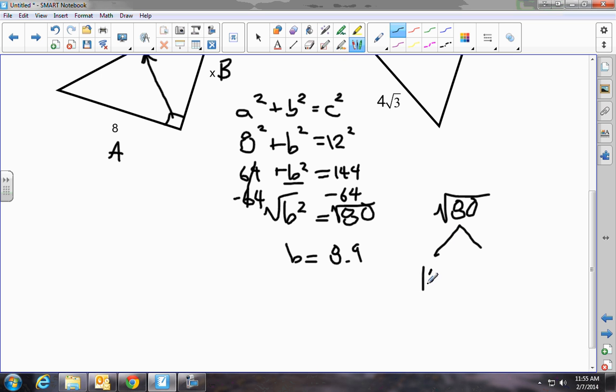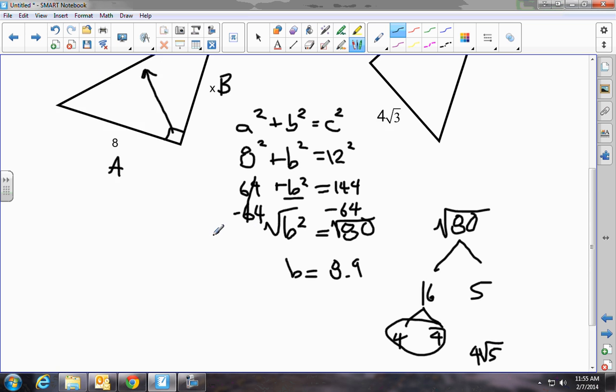However, if we wanted to simplify that radical, we would again split it up into its factors. Well, I'll use 16 and 5, and I like using those two numbers because 5's prime and 16 is a perfect square. 16 is 4 and 4. There's our pair. So our answer is 4. Pairs come on the outside. Singles stay on the inside for radical 5.